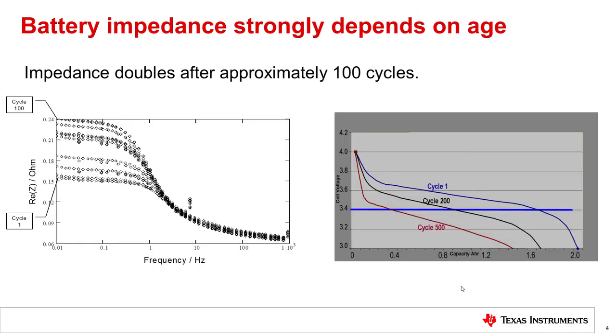Not just temperature, age also has a strong impact on battery impedance. From the plot on the left, you can see that the impedance, the low frequency or DC impedance in which we are interested, increases with cycle. Impedance doubles after approximately 100 cycles. As the battery impedance increases with age or cycle, the available battery capacity also decreases with cycle, as can be seen on the plot on the right. Therefore, it is extremely important to update the battery impedance with age for accurate gauging.